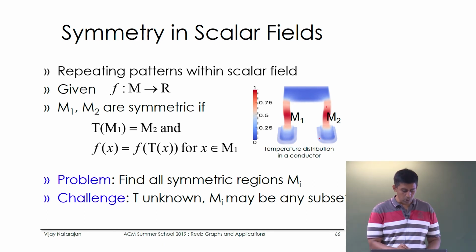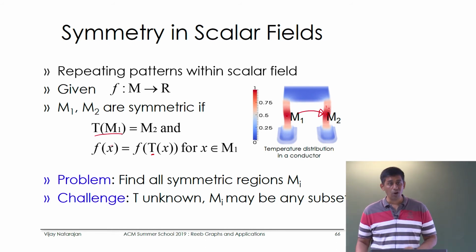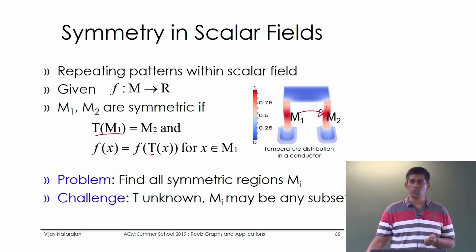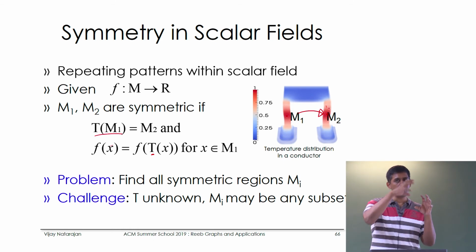Does that make sense? It means there is a transformation T that takes M1 to M2. In addition, the transformation preserves the function values, so the function value at a point in M1 is the same as the function value at the corresponding point in M2. We want this to be preserved, and we want to find all such regions. This is the problem of symmetry identification.